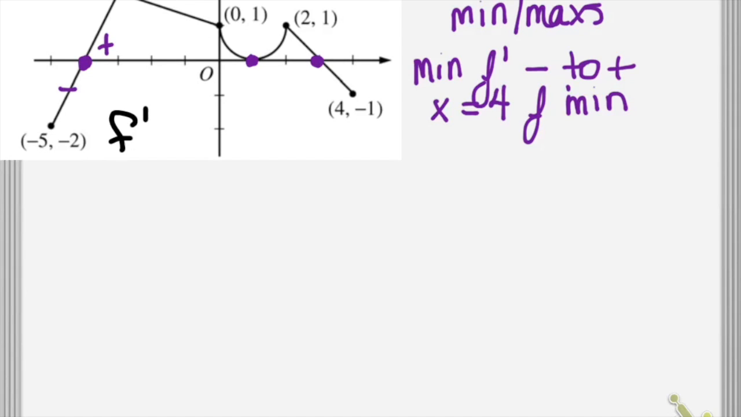Now I'm going to look at the next zero. At 1, it's positive to positive, which is not the function changing sign. So the function is consistently increasing around x equals 1. So that's neither a min nor a max. And then at 3, it's going from positive to negative, so it must be a max. So I have a max at x equals 3 because f prime is changing from positive to negative.